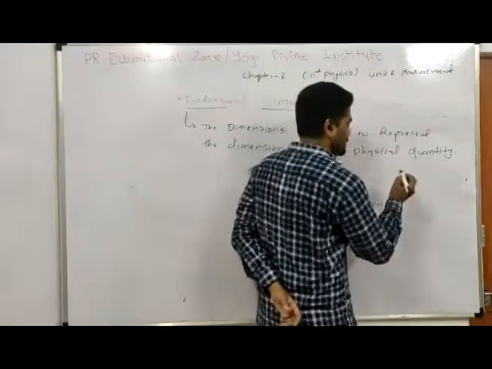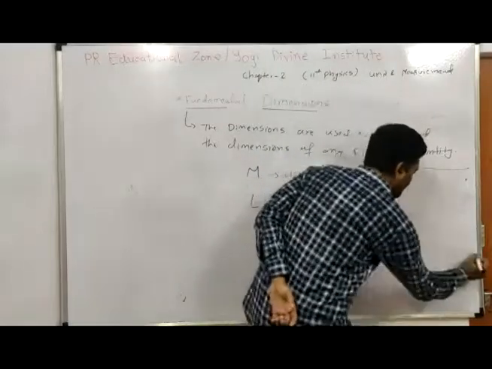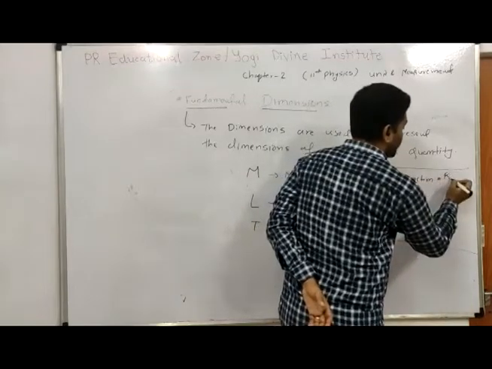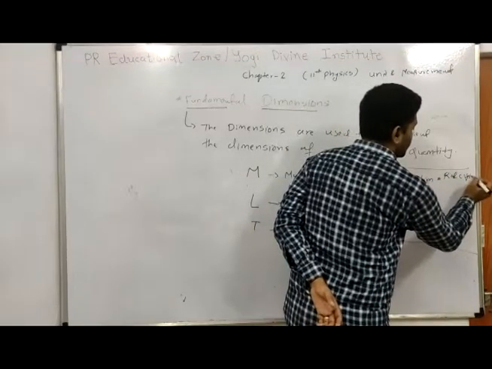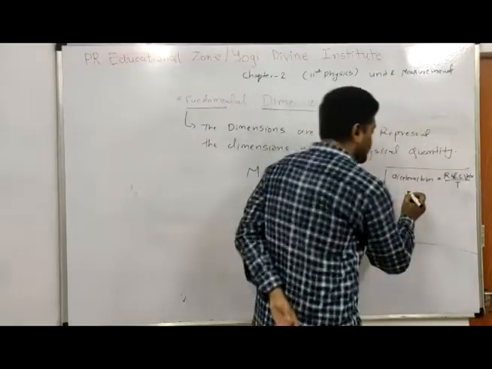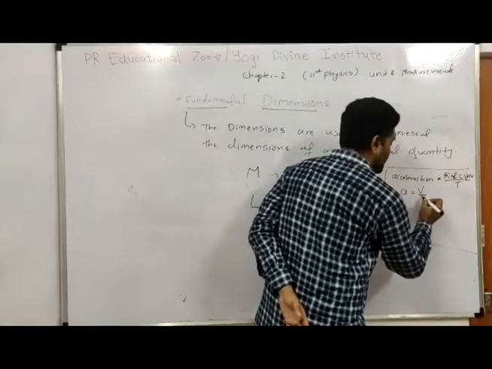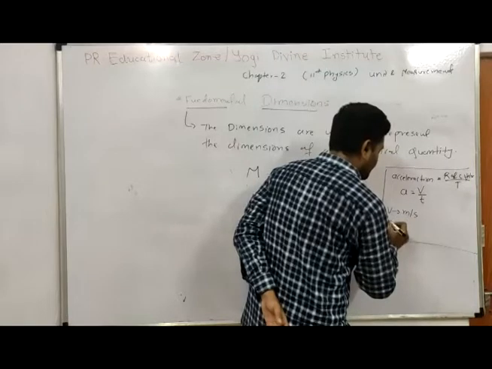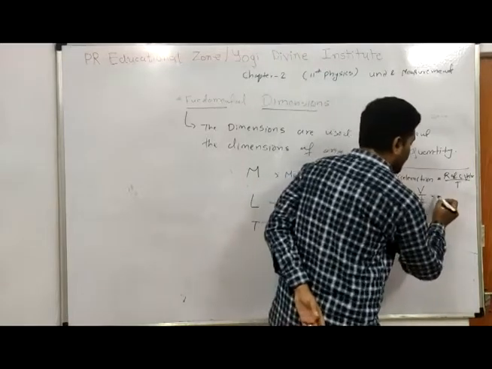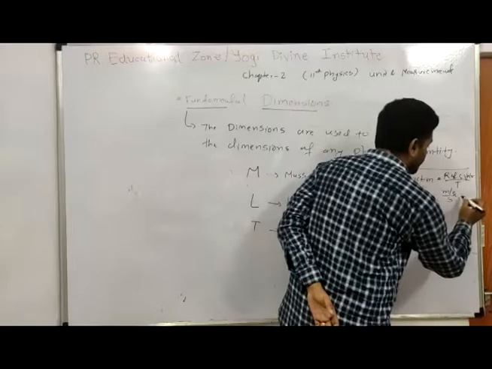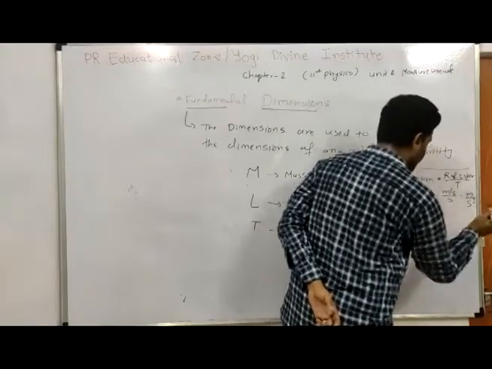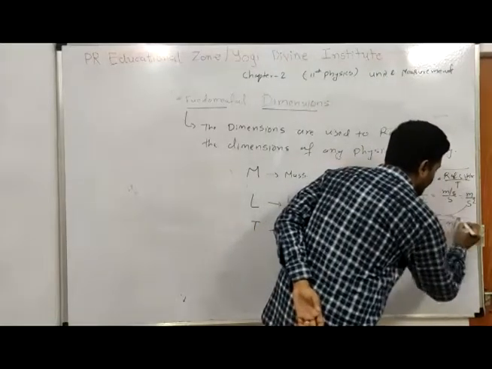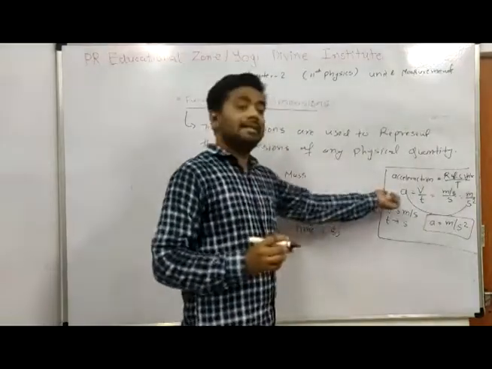Fine. As you know, acceleration is defined as the rate of change of velocity upon time. Here the dimension for velocity is meter per second and the dimension for time is second. After dividing the meter per second by second, we get meter per second square. So the dimension for acceleration is meter per second square. This is the particular dimension for this derived quantity.